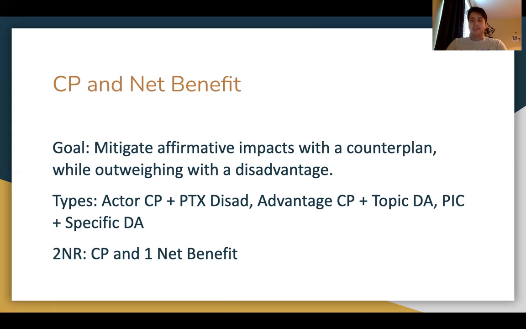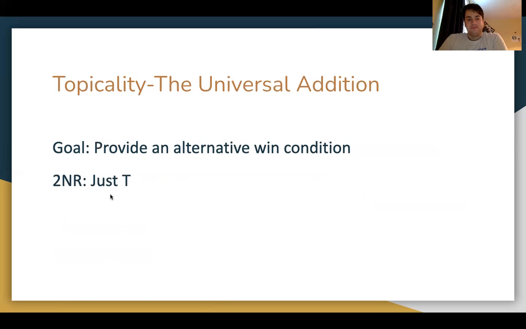The 2NR in this is almost always going to be the counterplan and the net benefit. Seems simple enough. And you can totally mix and match these, right? You could have 2 disads and a counterplan, and then your potential 2NRs would be, okay, counterplan and net benefit, or disad and case. But in general, you want to make sure that you have at least a strategy like this going into each round.